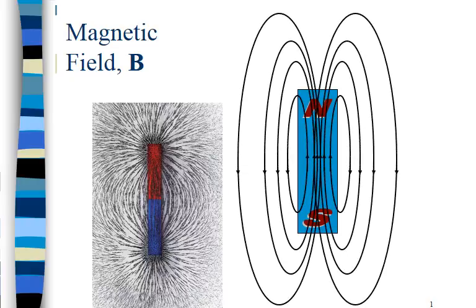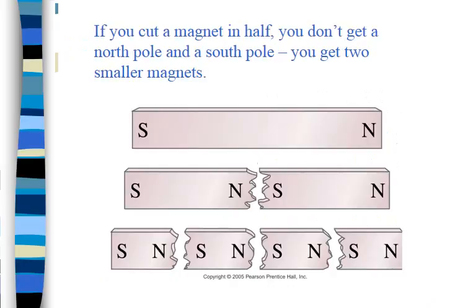All right, so they're going up through the middle and then out of the north into the south. And then it's a continual loop around on both sides. And it's symmetrical like this as long as there's no other field interfering.